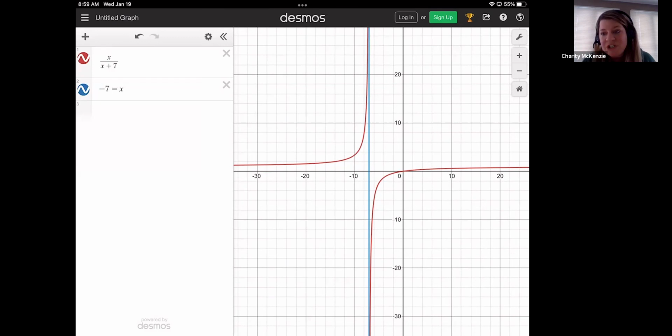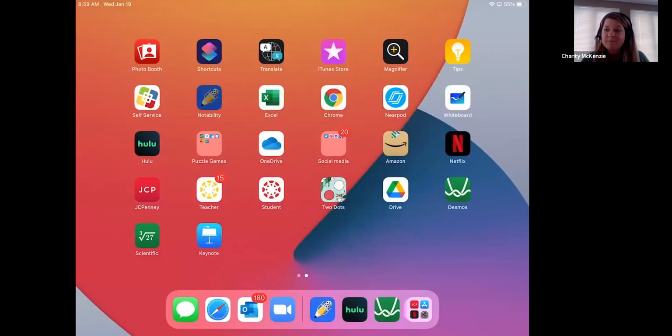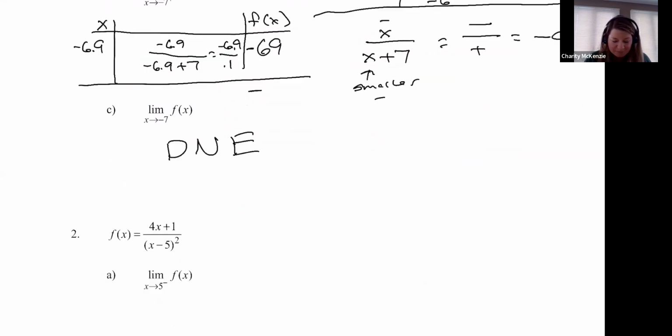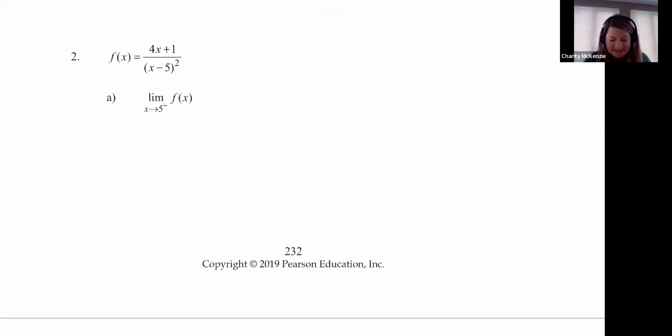So what I encourage you to do is do it by hand, see what you come up with, and then also do the little charts that we have here, and or think through if it's forming that 0 in the denominator. Okay, so let's look at this next one.